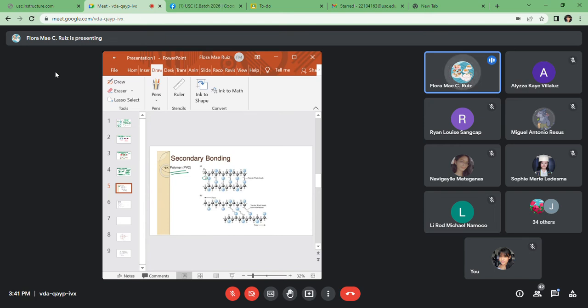However, when you apply a force to the polymer, for example, a force to the right and to the left, the van der Waals bonds are broken and the chains, as you can see, slide past one another. You can see the sliding motion.